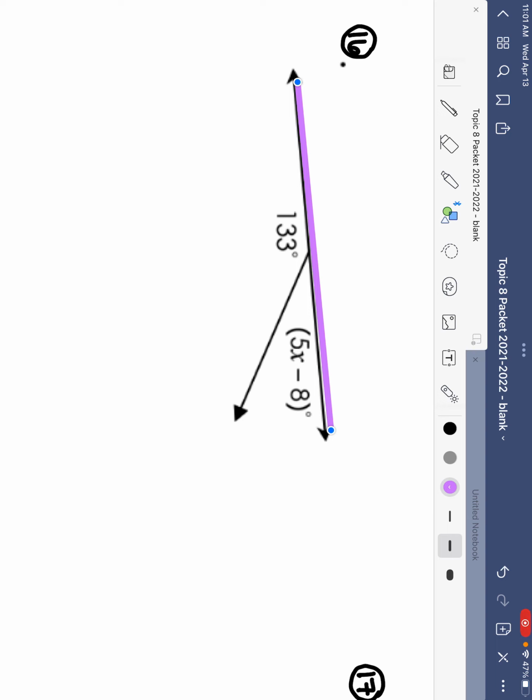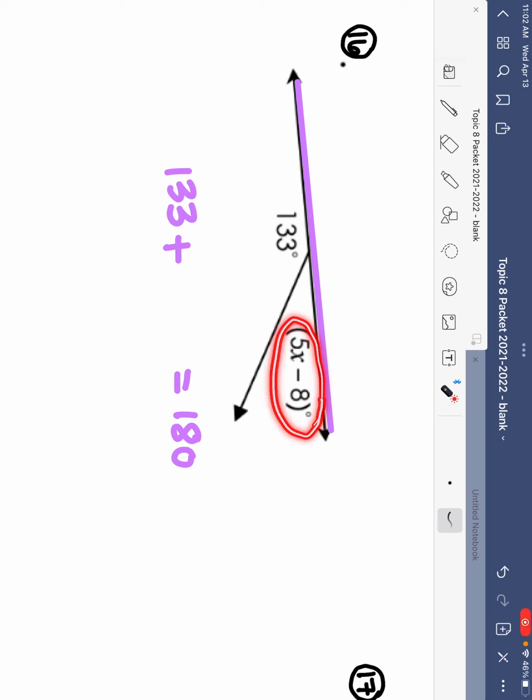Okay, so like I said, together they add up to 180 degrees. So I know I need to add these two angles together, set them equal to 180 degrees. So my first angle that I read is this one right here, which is 133 degrees. So 133 plus my second angle, which is 5x minus 8 degrees. 5x minus 8 equals 180.